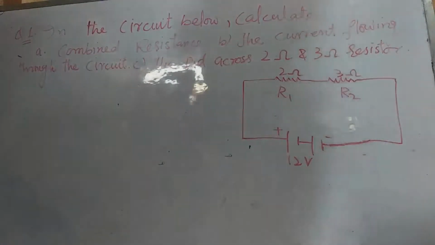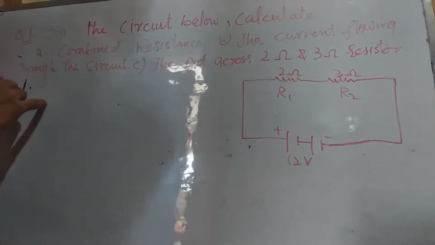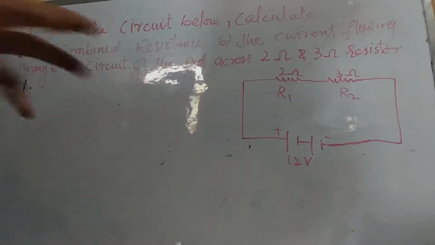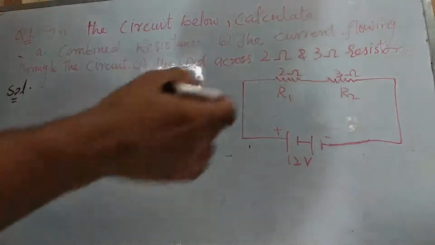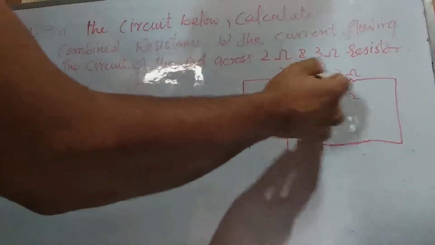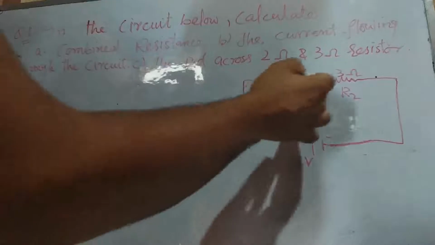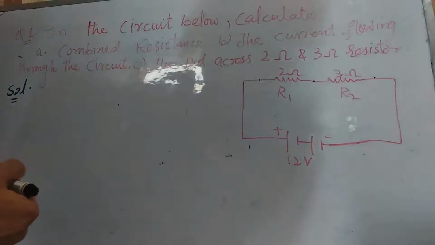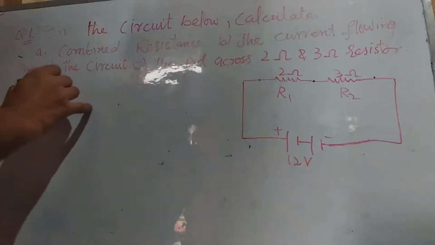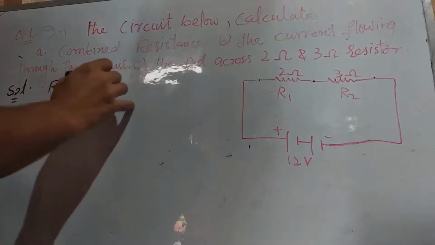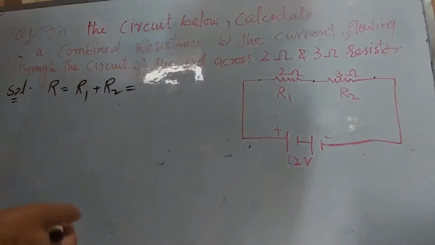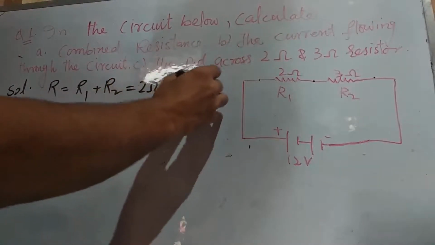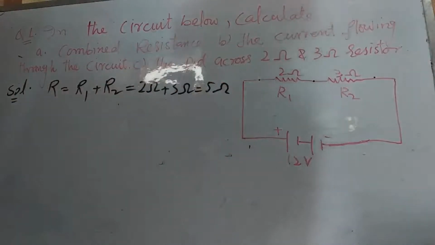So let's now do it. First, we will calculate the combined resistance. This is very easy because they are connected in series. They are connected end to end. For example, these are the ends. They are connected in series. So we know in series combination, net effective resistance R will be equal to R1 plus R2. So it is 2 ohm plus 3 ohm, which is 5 ohm. This is net effective resistance.